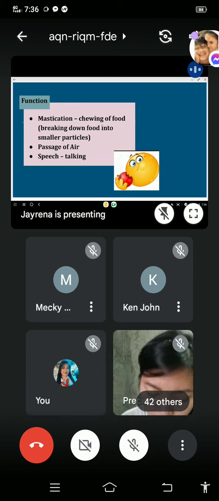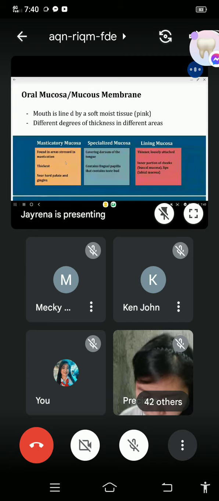So, saan may mga area na laging may friction, na laging ginagamit pang kagat? So, number 1, hard palate. Number 2, gingiva. Okay. Diba? Napapansin. Yung mga mahilig kumain ng chichirya, masyado kang mahilig kumain ng chips, you end up finishing the entire bag of chips. Anong problem?